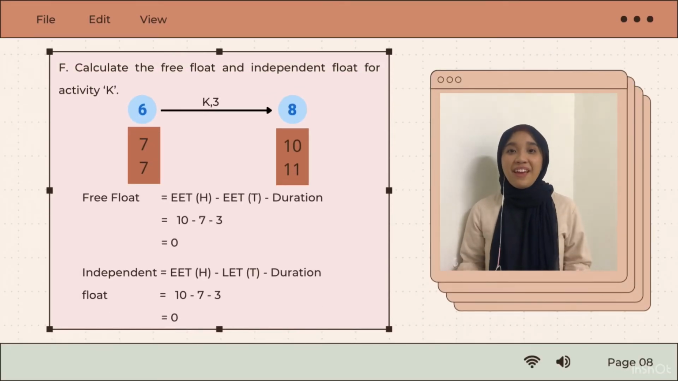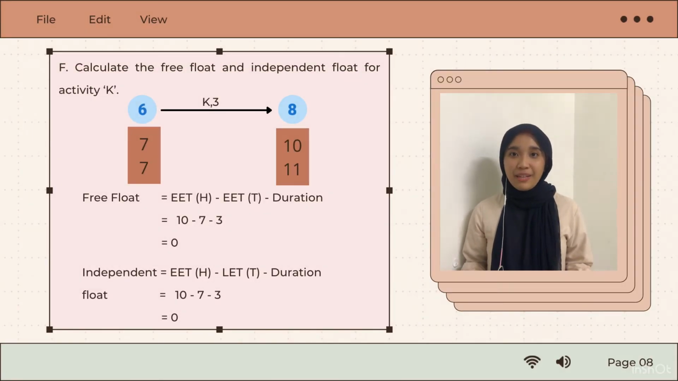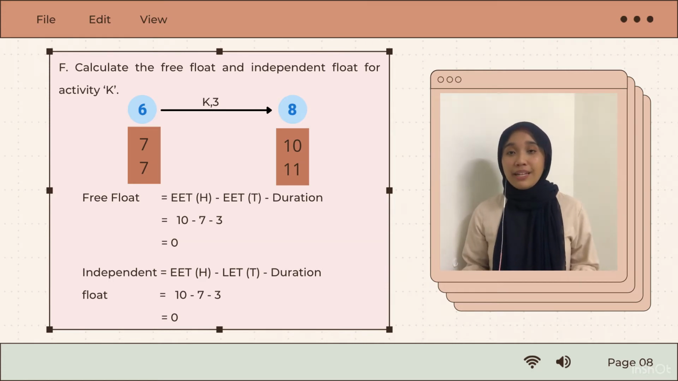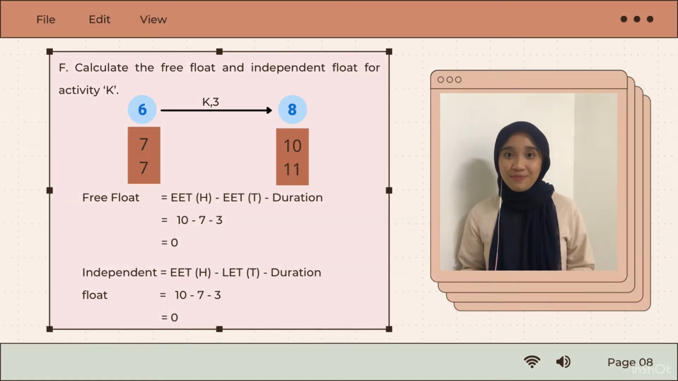For question F, calculate the free float and independent float for activity K. The free float formula is EET of head minus EET of tail minus duration. We get 10 minus 7 minus 3 equals 0. And for the independent float, we use the formula EET of head minus LET of tail minus duration, which gives 10 minus 7 minus 3, and it equals 0.